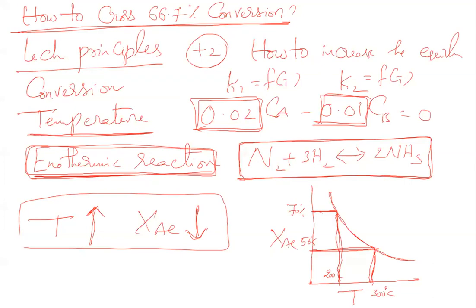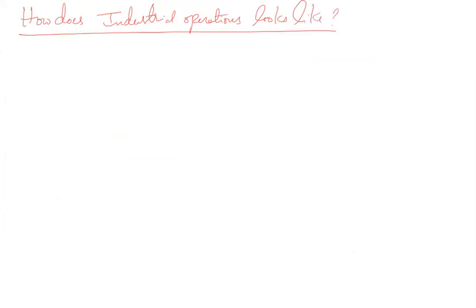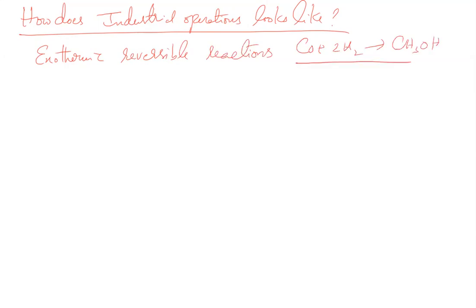So clear. So how do industrial operations look for exothermic reversible reactions? Methanol is also an exothermic reversible reaction. That's CO plus 2H2 gives CH3OH. So this is an example.